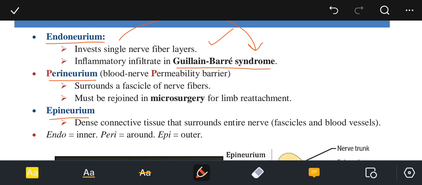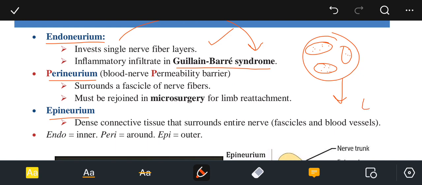Suppose this is a nerve. In a nerve we have the outermost covering that is called the epineurium, and then we have the perineurium. Let's come back. If this is a cut section of a nerve, there will be fascicles present all over the nerve, right? And in the fascicles we have multiple neurons, single nerve fibers like this and this and this. So the outermost covering is called the epineurium, which is covering different fascicles of the nerve.